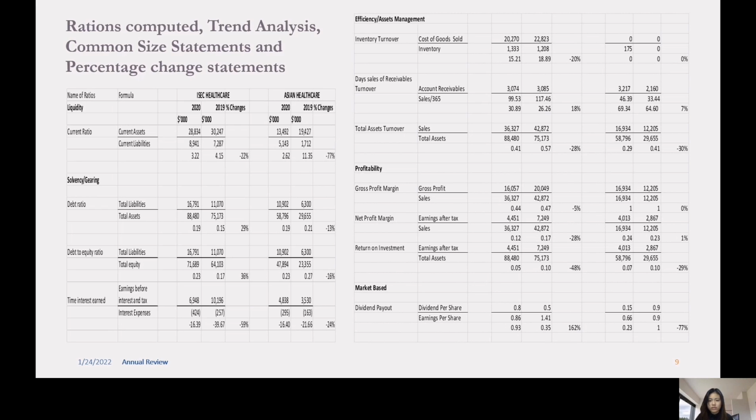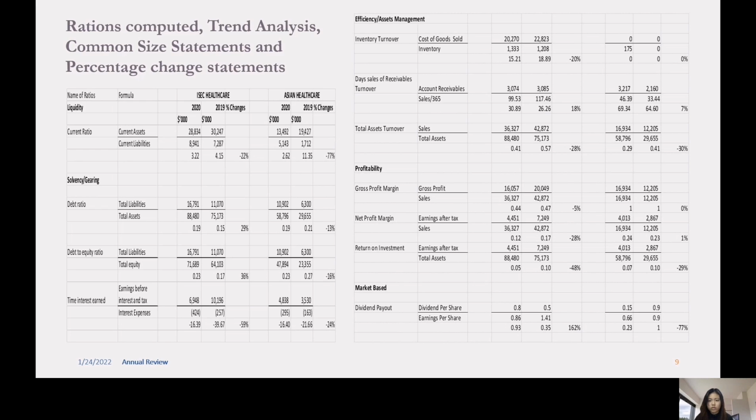Therefore, ISEC Healthcare inventory turnover ratios in 2019 and 2020 were 18.89 and 15.21 respectively, whereas Asian Healthcare inventory turnover ratio was 0 in both years. A higher ratio number is better as it shows robust sales. This means ISEC Healthcare will be able to sell the product more effectively.